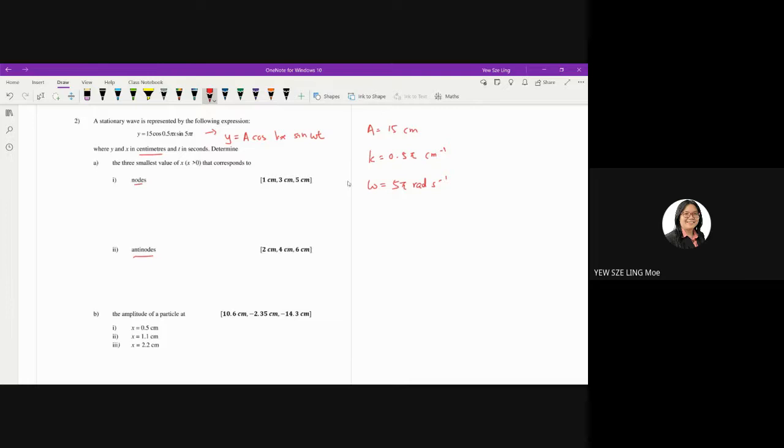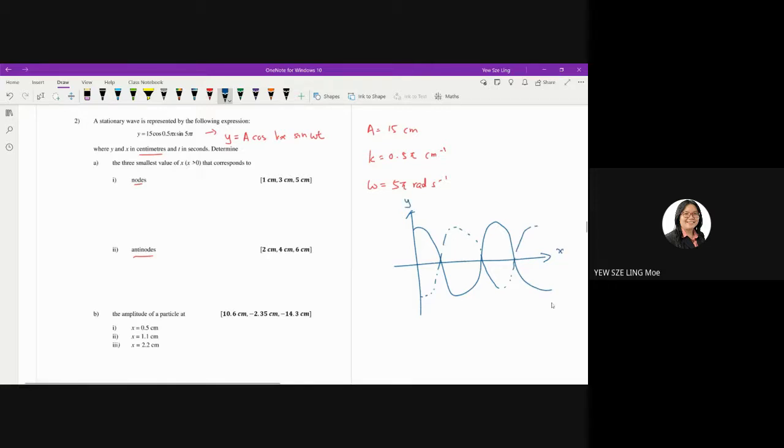If you want to find the positions of nodes, then we are going to use the equation for particles. Because if you look at the diagram that I showed you just now, basically we have a graph like this. This is just an example. Sometimes the graph might not start from a maximum value. It depends on the questions. So this is y, this is x.